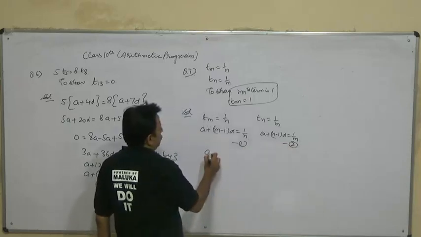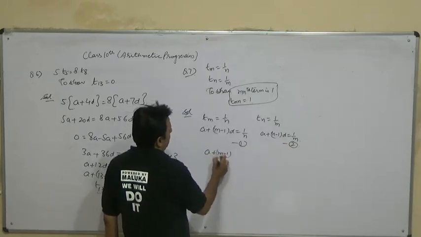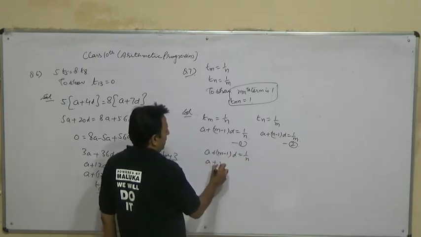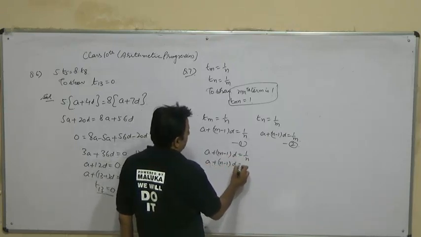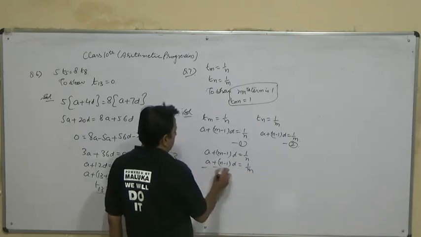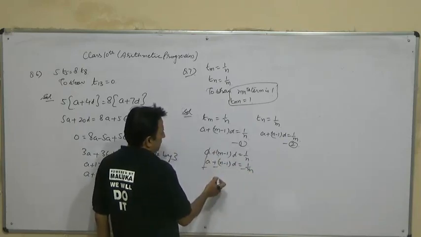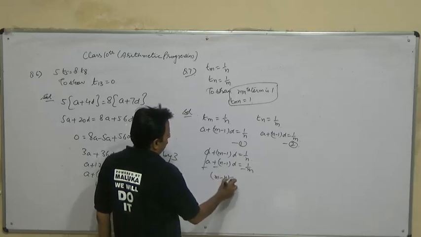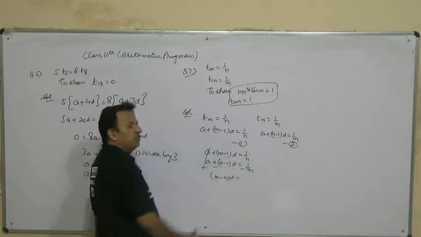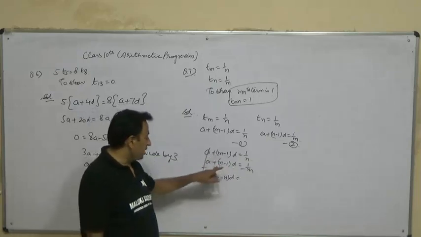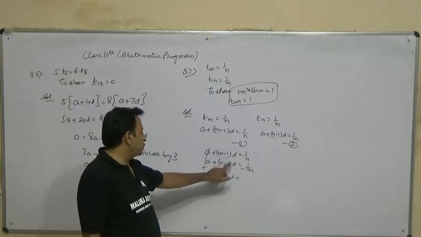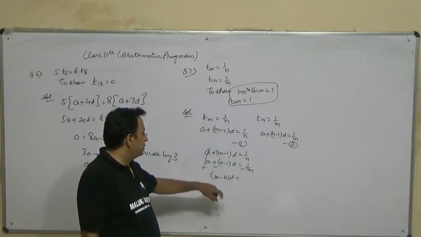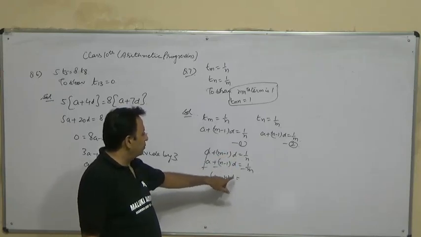So solve these two. a plus m minus 1 into d is equal to 1 by n. a plus n minus 1 into d is equal to 1 by m. Subtract them. So these two a's cancel out. So this will be m minus n into d, because minus 1 plus 1 will cancel out. This is minus 1 into d, minus d. This will be minus minus plus d. Minus d plus d cancels out. So m minus n into d is equal to this.